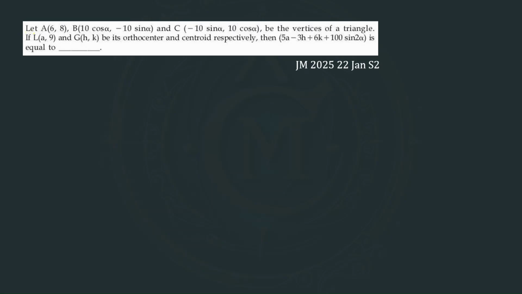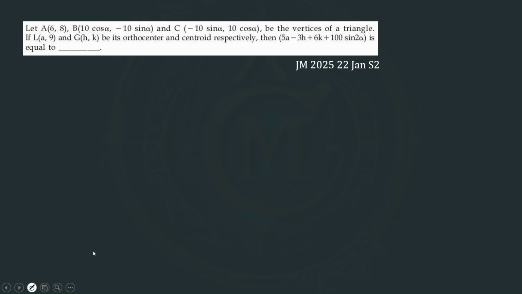Now this is the next problem. Here let A(6, 8), B(10 cos alpha, -10 sin alpha) and C(-10 sin alpha, 10 cos alpha) be the vertices of a triangle. If L(a, 9) and G(h, k) be its orthocenter and centroid respectively, then the value of this quantity is equal to what?